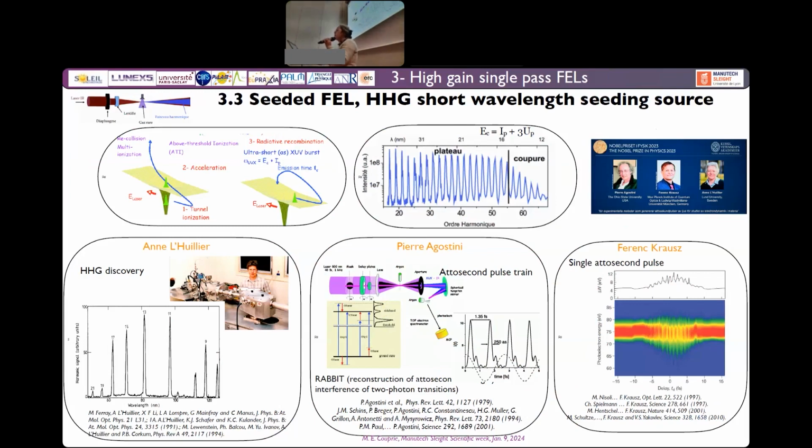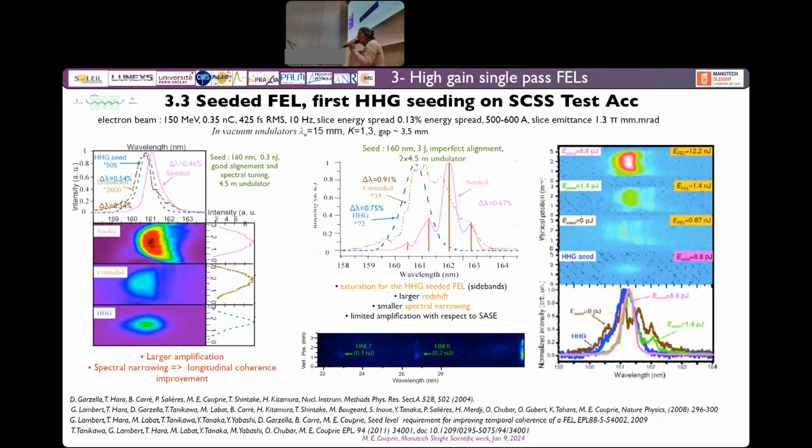In our case, we were interested in the fact that HHG could go to very short wavelengths. We set up a collaboration with the SCSS test accelerator to try to seed an FEL with HHG. We first started at a rather long wavelength, 160 nanometers, and you see here that indeed we can seed the FEL with HHG. We have a spiky SASE and a nice seeded FEL. This is with one undulator segment, and here with two undulator segments.